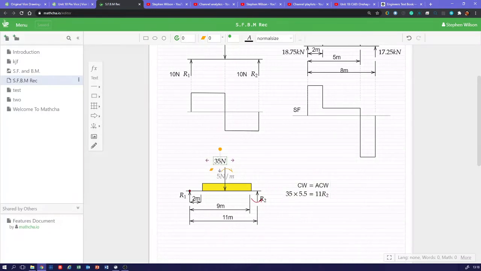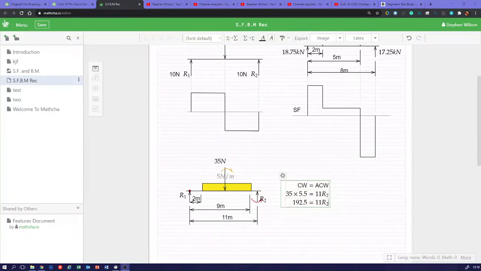So we've got our 35 newtons force, times 5.5. Now we know the definition of a moment is a force times distance, so if that 35 is our force, then our 5.5 must be our distance. Why is it 5.5? Well, our force is halfway along our UDL. Our UDL is 7 meters in length, so the halfway point must be 3.5 meters. So 2 plus 3.5 meters is 5.5 meters. Okay, and on the other side, our anti-clockwise moment is R2 multiplied by our distance 11. So we can now rearrange that and find R2.